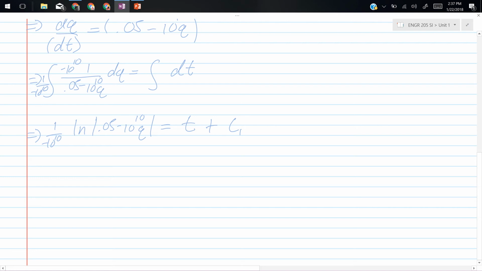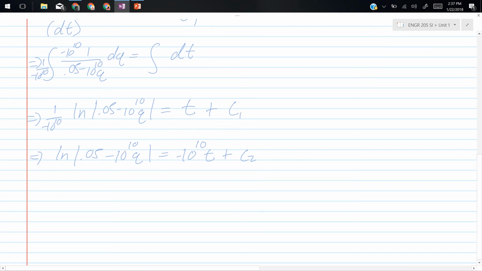Now my next step is going to be to multiply this coefficient out front of the natural log, the 1 over negative 10 to the 10th, because I'm trying to get rid of the natural log, and I need to get it by itself. I can take the e, or make that the power e, so then negative 10 to the 10th t plus, since I'm multiplying by negative 10 to the 10th times some constant, I'm going to denote this constant as some new constant, C2. We can't just leave it as C1 because it is a new constant at that point. So you need to denote a change in constants.